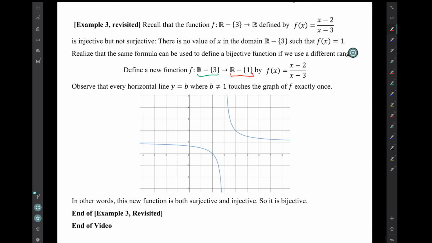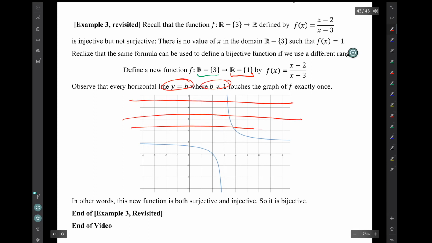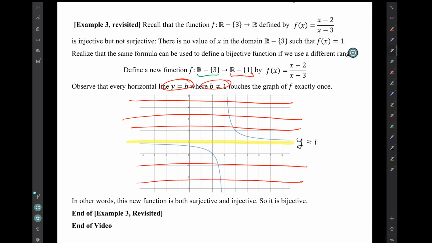the function is surjective. Every horizontal line of the form y equals b, where b is not equal to 1, does touch the graph exactly once. Those are horizontal lines corresponding to y values in the range set, not equal to 1. Now there is a horizontal line that doesn't touch the graph, but that's okay. I'm going to draw that one in yellow. This line, y equals 1, does not touch the graph, but that's okay because y equals 1 is not in the range set. That's the end of the example, and that's the end of the video.